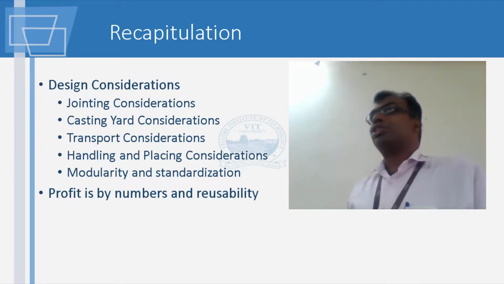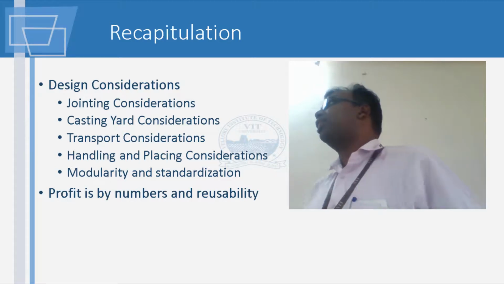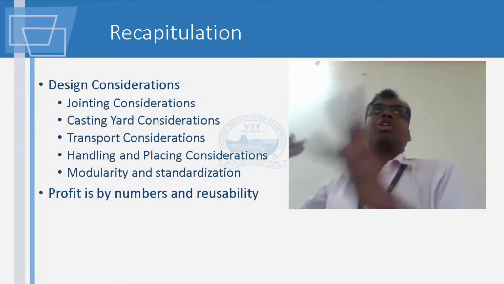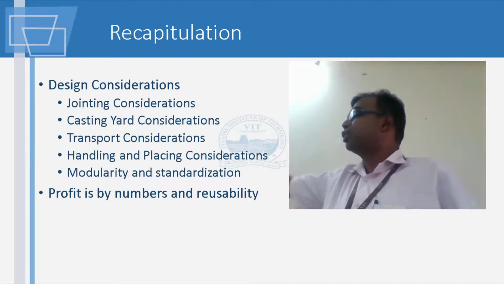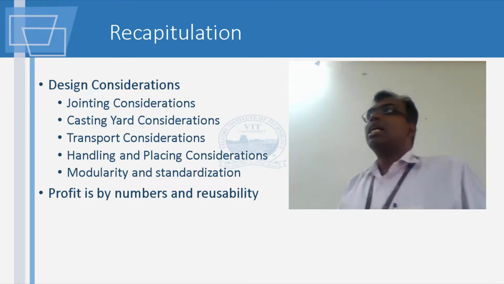First and foremost is the jointing. What type of jointing are you going to have? Whether it's just going to sit on something, whether you are going to bolt it to something, or whether there's going to be a notching system which will prevent it from moving around.